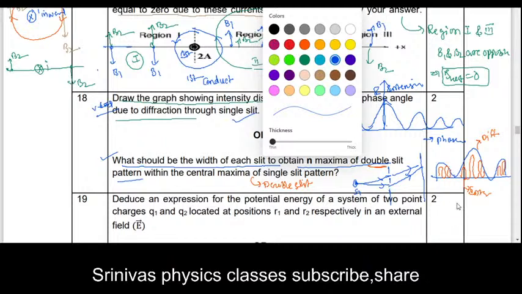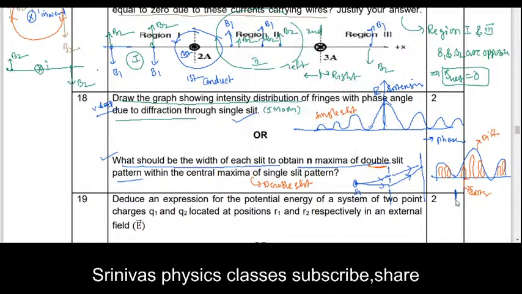What is given in the question? Width of central maxima. This is the width of central maxima and width of interference band. Width of interference band is called the fringe width. Fringe width formula, do you know? How many interference fringes form in the central maxima, that they are asking.